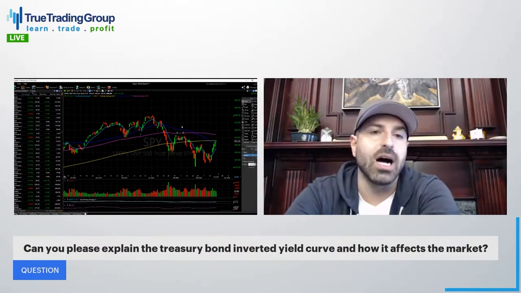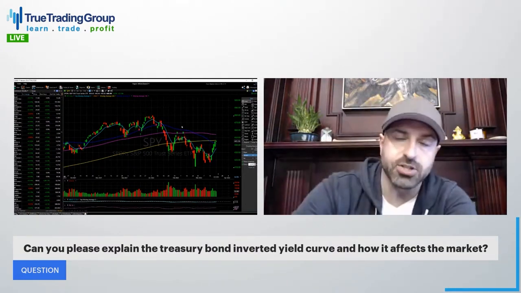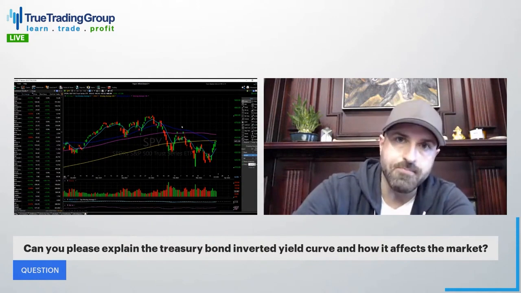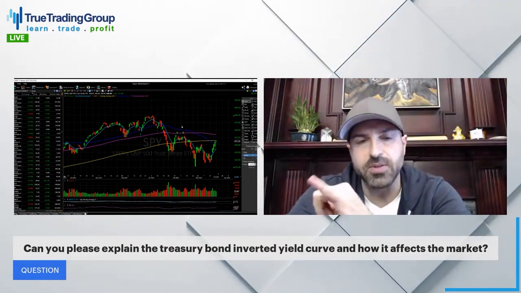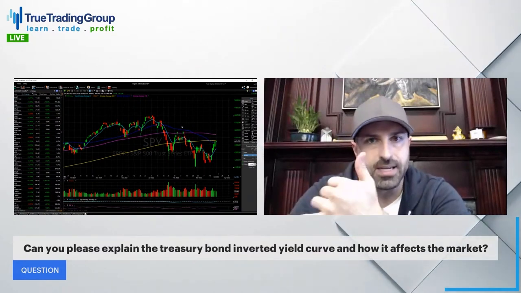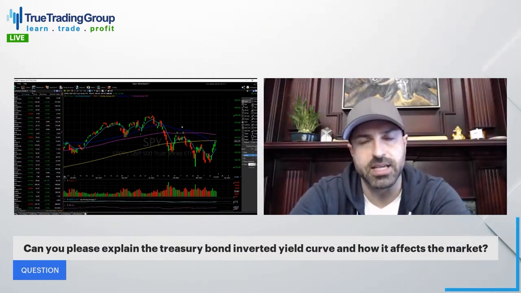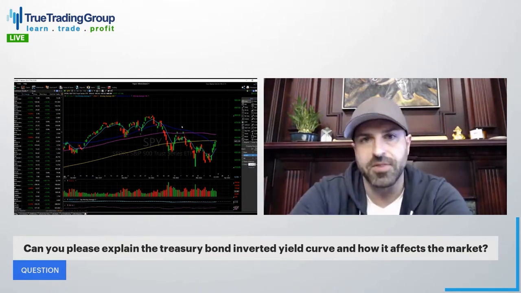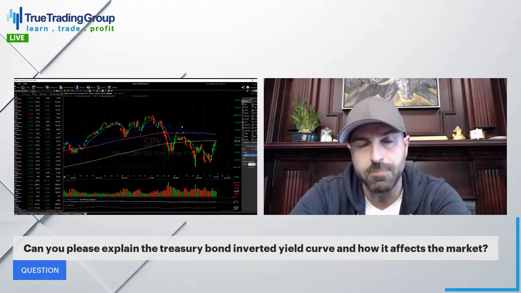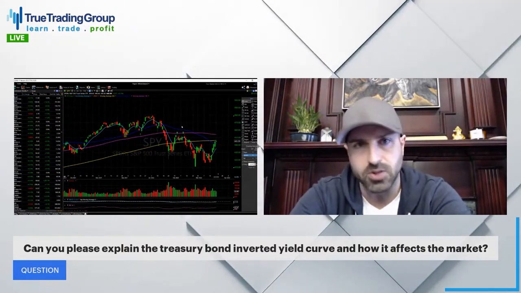It's not a good sign when the near term, like the 2-year, has a higher yield than the 10-year. The 2 and 10 are the biggest, most important yields to pay attention to when you're talking about the possibility of a recession. We've never had an inverted 2 and 10 without there being a recessionary environment, and you're getting pretty damn close.